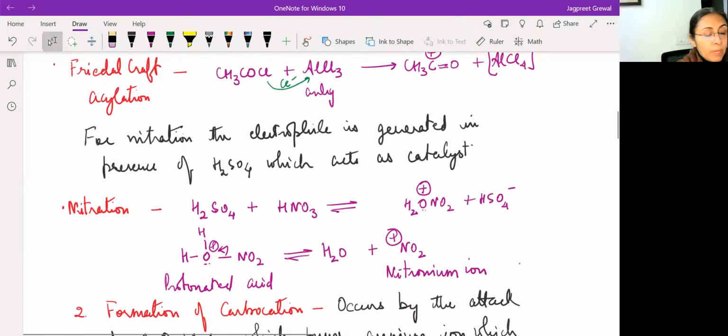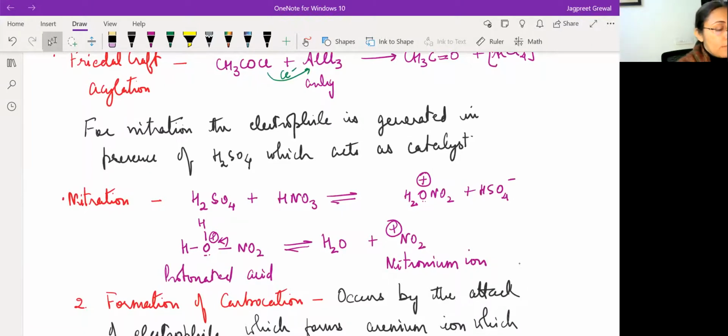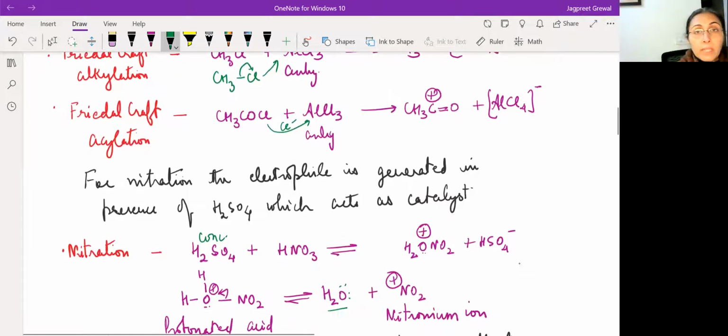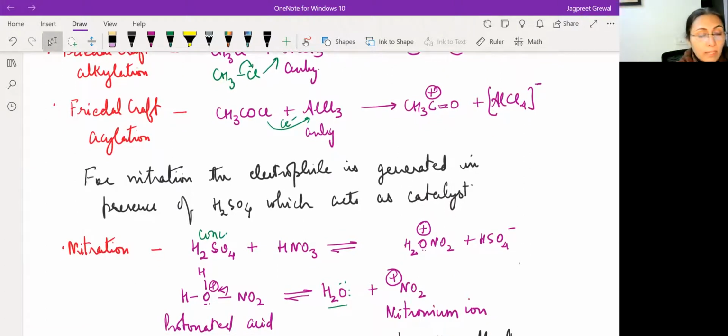For nitration, we require sulfuric acid as a catalyst. What does the sulfuric acid do? It is concentrated sulfuric acid. It first provides a proton, protonates the nitric acid. From the protonated nitric acid, water molecule is removed, leaving behind the nitronium ion. As you can see, oxygen gets a positive charge due to protonation. So oxygen pulls this bond pair of electrons and forms H2O, which contains two lone pairs, and you get the nitronium ion. So in this step, we have generated the electrophiles which can attack the ring.